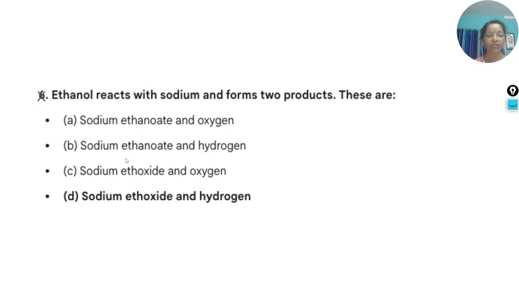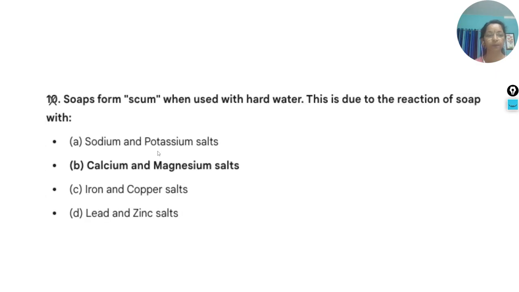Here it is given sodium ethanoate, that should not be confused with ethanol. Ethanol forms sodium ethoxide, not ethanoate. Only acetic acid forms sodium ethanoate.